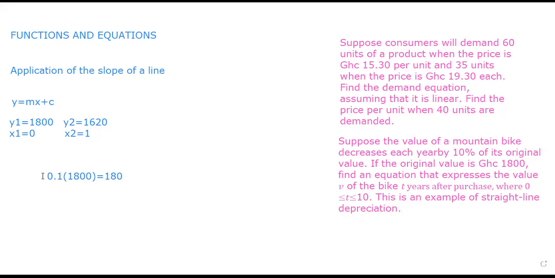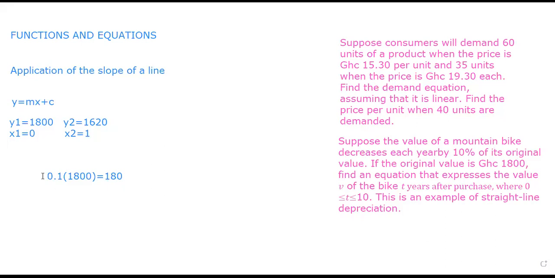So someone was saying 180. 180 is not the value after 1 year. The value rather will go down by 180. Therefore, you have to subtract 180 from the original value to get the value after 1 year. And when you do that, you get 1,620.